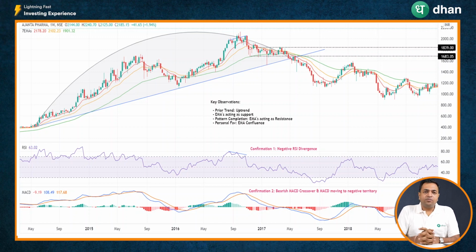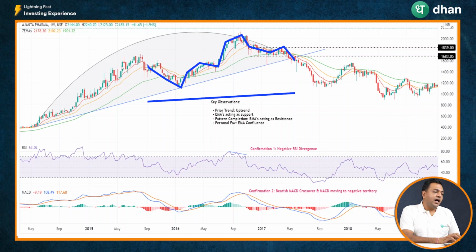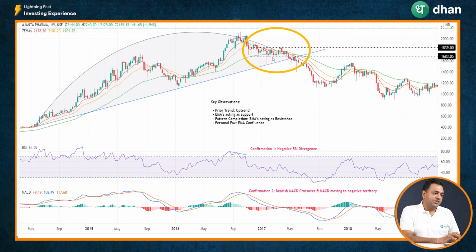further validate our observation. So as you can see here, I have the chart of Ajanta Pharma, which is in a visible uptrend with the price making a higher top, higher bottom, higher top, higher bottom formation. But if you carefully notice, the EMAs have started converging and acting as a resistance here. The shorter period EMAs are converging with your longer period EMAs.